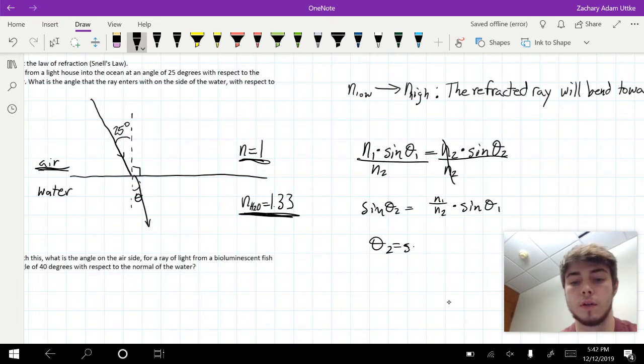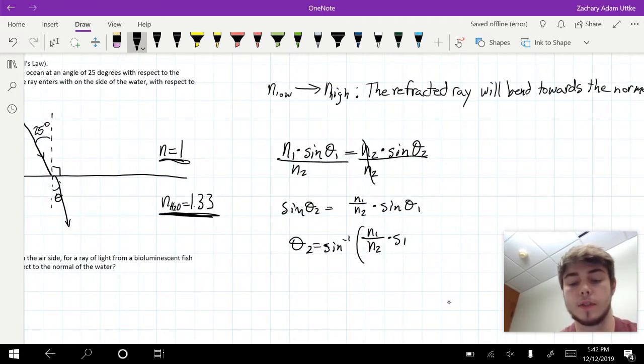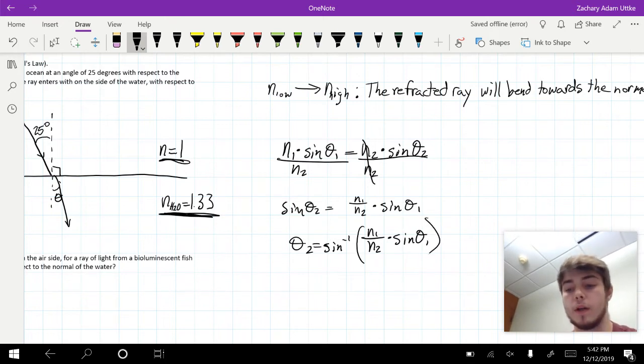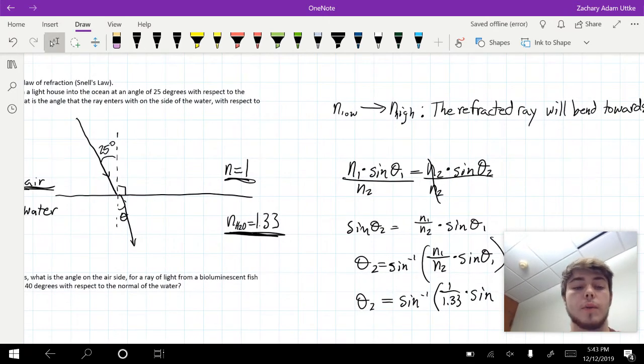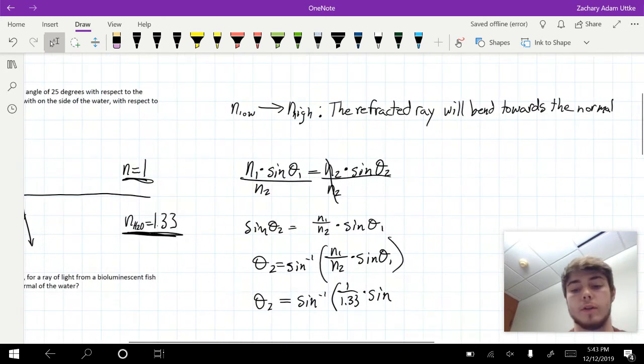So theta 2 equals sine inverse of this whole term, n1 over n2 times sine of theta 1. Now that we have our equation arranged, let's plug in what we need. n1 is where you're starting from, so air, so 1, divided by n2, where you end up, so water, 1.33, times sine of theta 1, which is the angle between the normal and the ray, so 25 degrees.